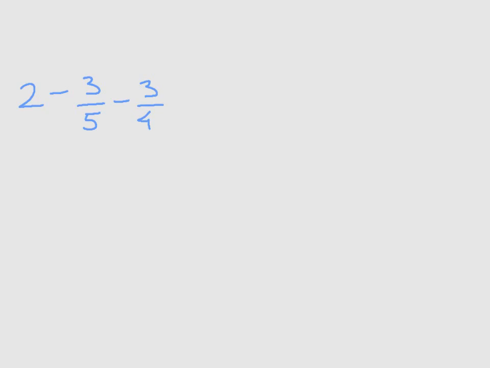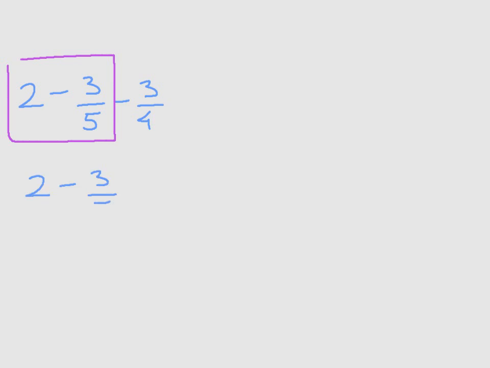In this video, we'll learn how to subtract two fractions from an integer. Now we have 2 minus 3/5 minus 3/4. The first step is to isolate the first calculation we have to do, which is going to be 2 minus 3/5. So in order to calculate that, let's just rewrite it beneath.